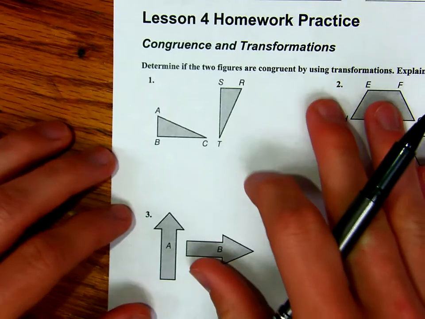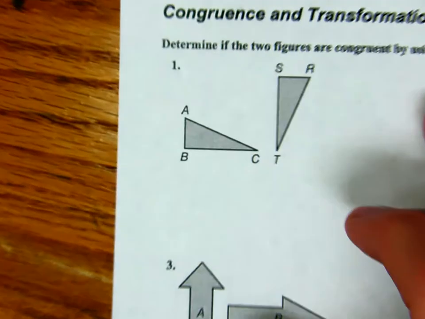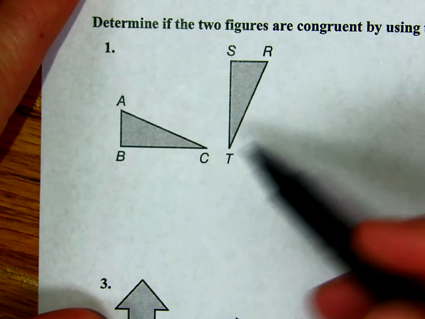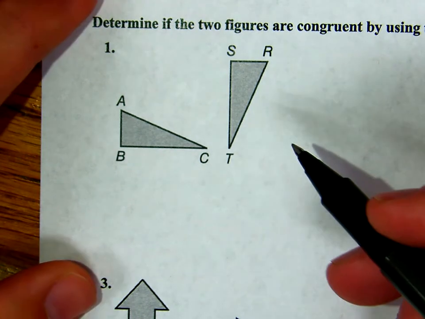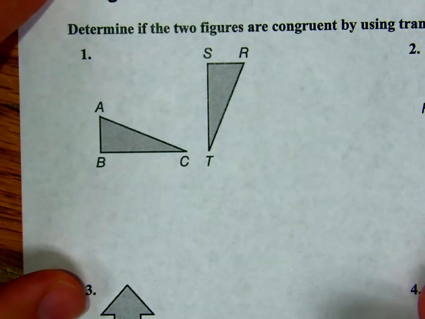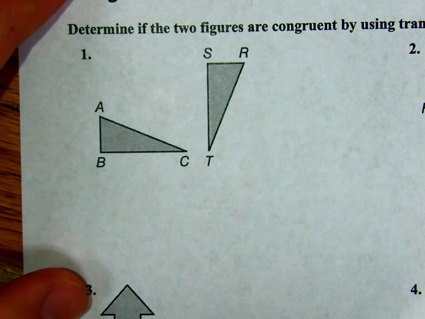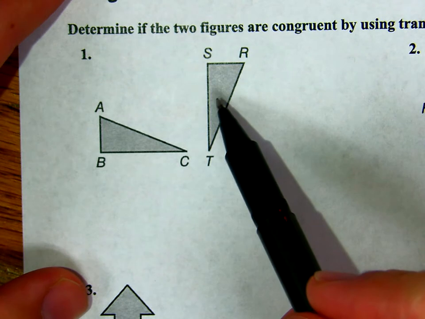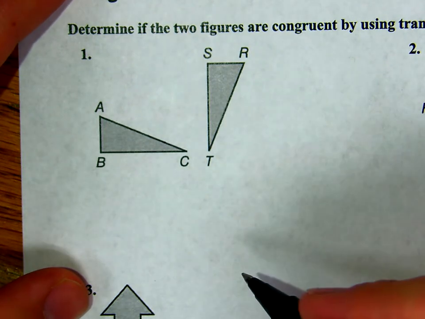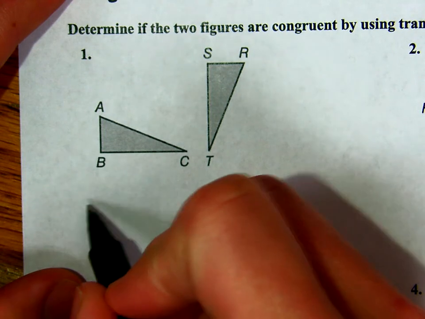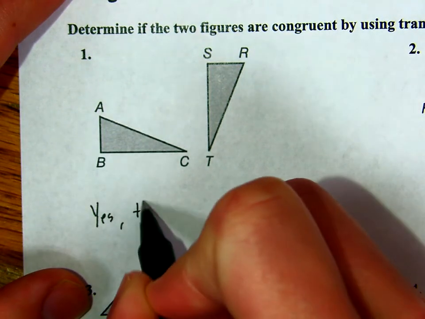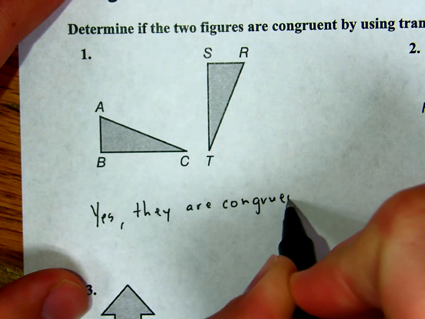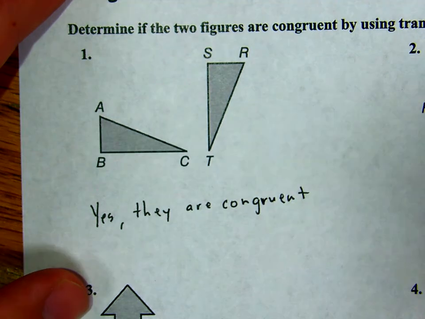Okay, so we'll do example 1 here. Alright, we see triangle ABC and triangle RST. Okay, like I said before, the first thing we need to do is identify if it's congruent or not. So we need to look and see if these two triangles are congruent, are the same size and same shape. I'm going to go ahead and say yes, they are congruent. Okay. Same size and same shape.